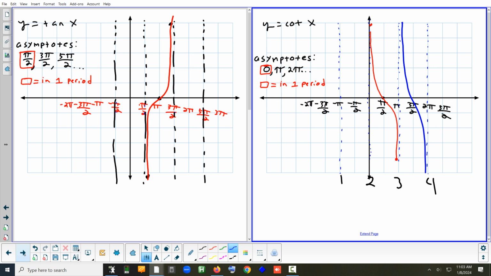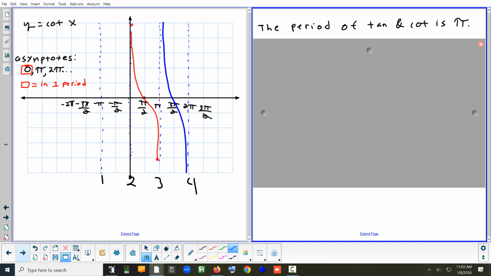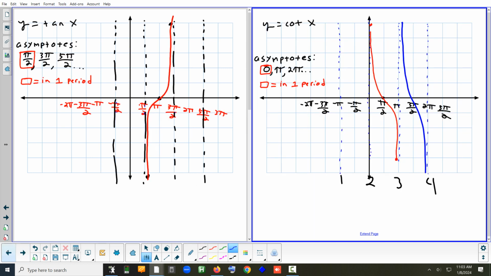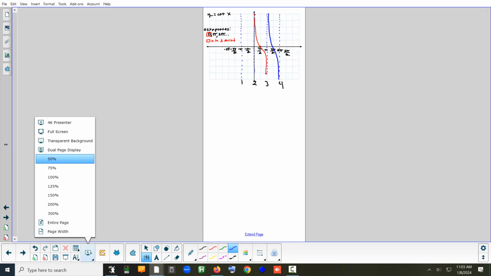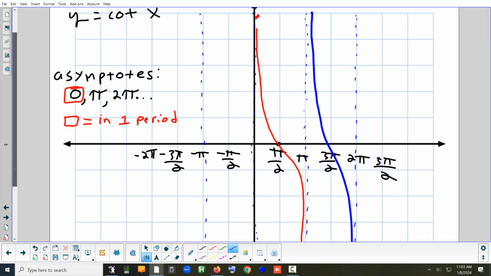Okay, but they look pretty similar. Okay, so any questions on those two graphs? Tangent and cotangent. Okay. So if you look at just one of them, it doesn't matter which one we look at, let's zoom in a little bit.